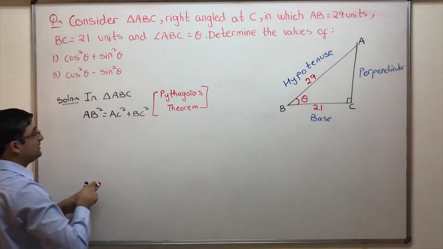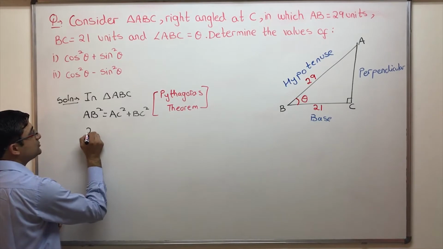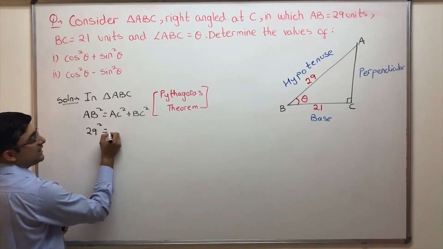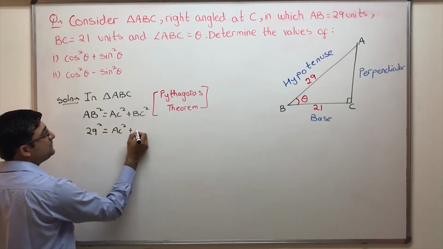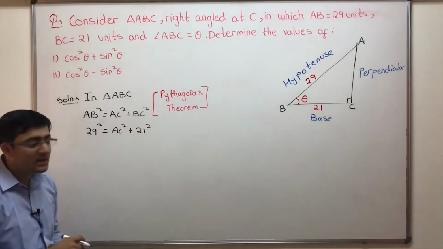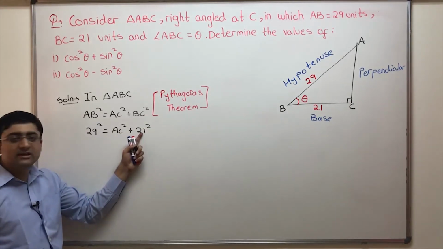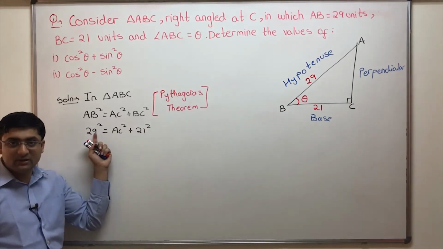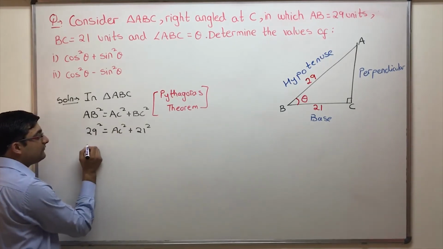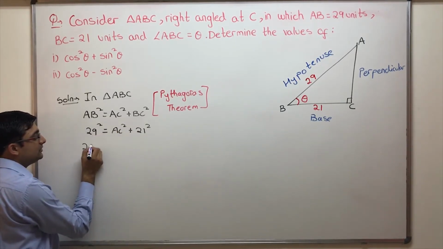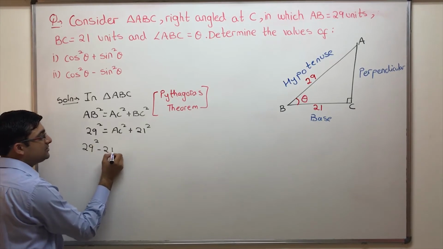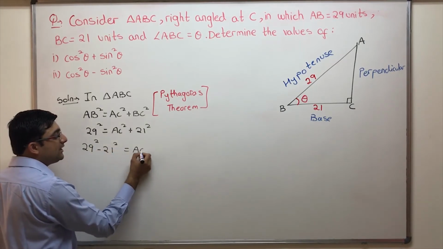So now let's plug in the values. So AB is 29. So 29 square is equal to AC square, we do not know, plus BC square, that is 21 square. Now there's one option of solving for this: get 21 square, get 29 square. I'll tell you an easier way. What do we get from here? Bring 21 square over here. So 29 square minus 21 square is equal to AC square.